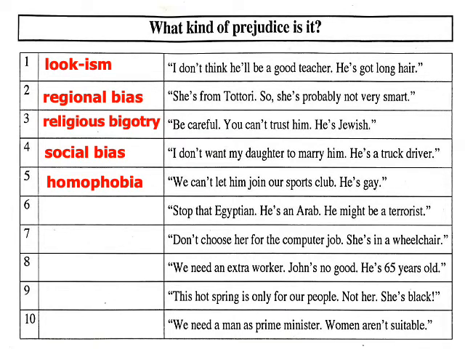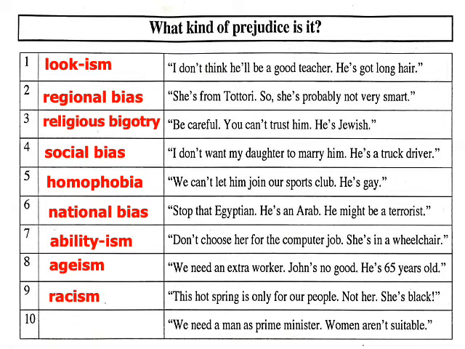We can't let him join our sports club. He's gay. Homophobia. Stop that Egyptian. He might be a terrorist. National bias. Don't choose her for the computer job. She's in a wheelchair. Abilityism. Number 8, we need an extra worker. John's no good. He's 65 years old. Standard ageism. 9, this hot spring is only for our people, not her. She's black. Racism. And last, we need a man as prime minister. Women aren't suitable. Sexism. You can have students pick up one of these and go off and do research for homework to find cases in Japanese society and abroad that show this. It's very rich talking about these with students and researching.